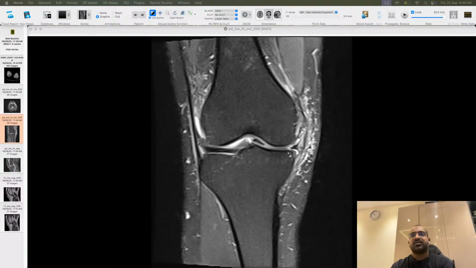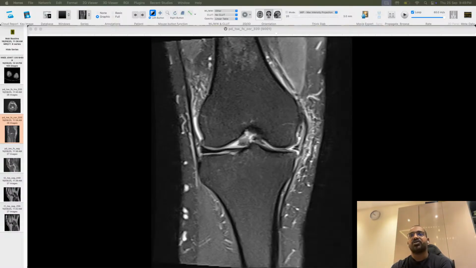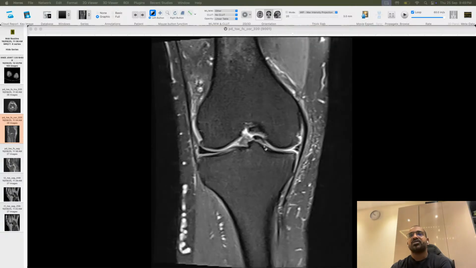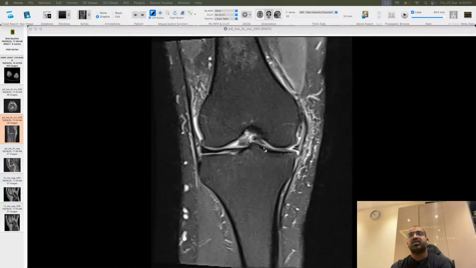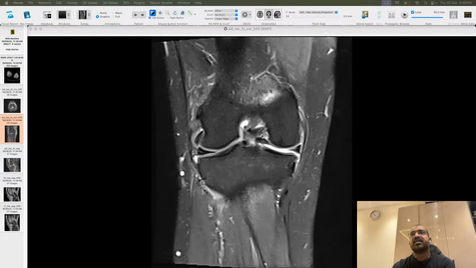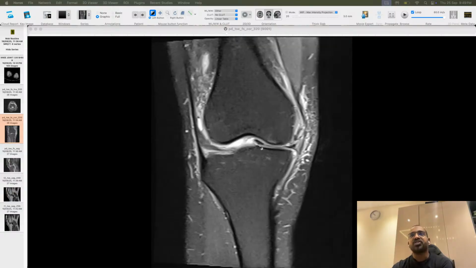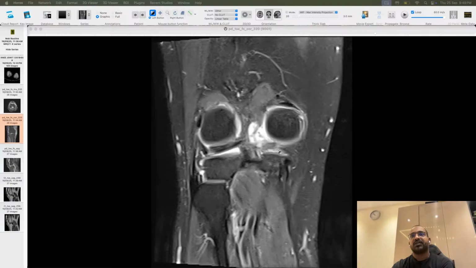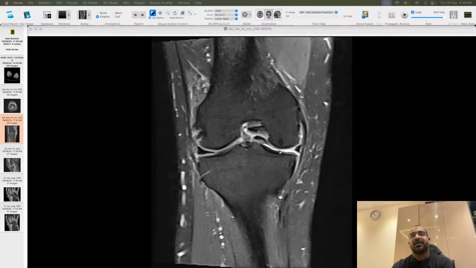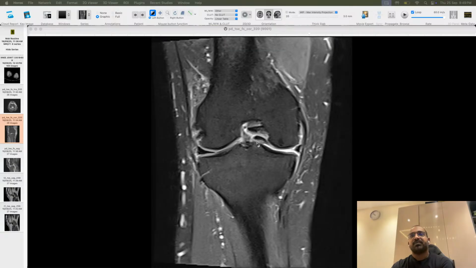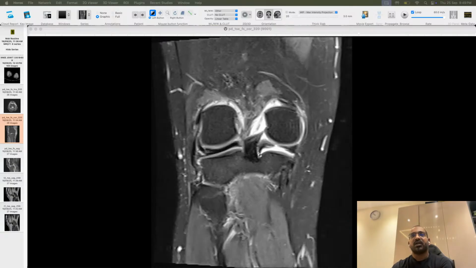I'm going to the coronal image. If you see, this is the body of medial meniscus. This is a retracted portion of the medial meniscus. If you can see, in the intercondylar notch, the flipped meniscal fragment is seen. So how do we write it? It's a bucket handle tear of medial meniscus with the flipped meniscal fragment seen in the intercondylar notch region. So the flipped meniscal fragment is seen in the intercondylar notch.